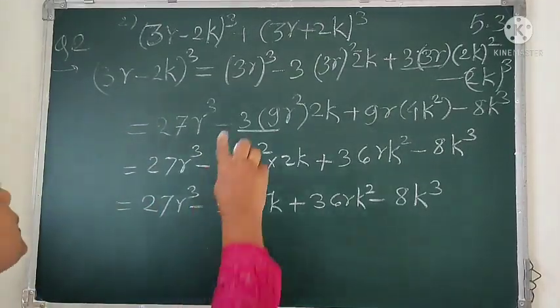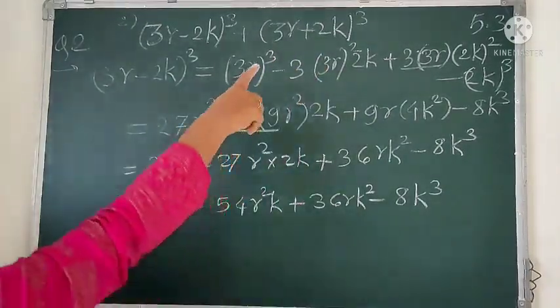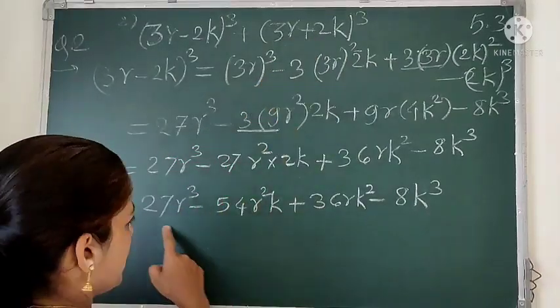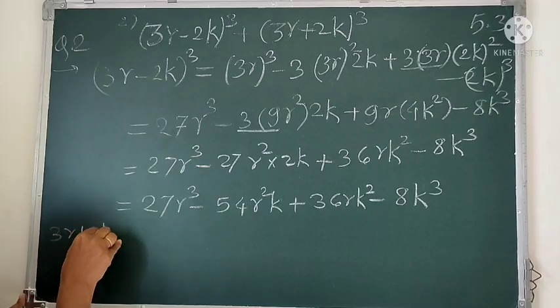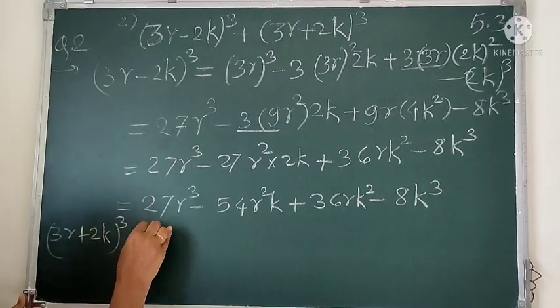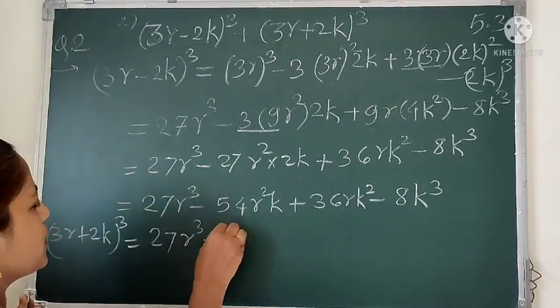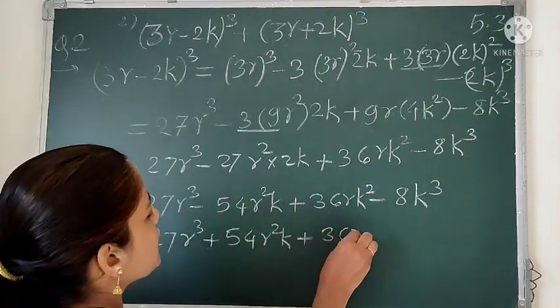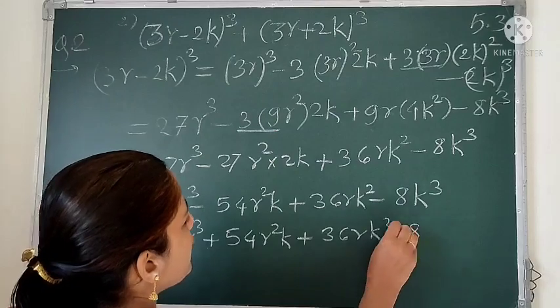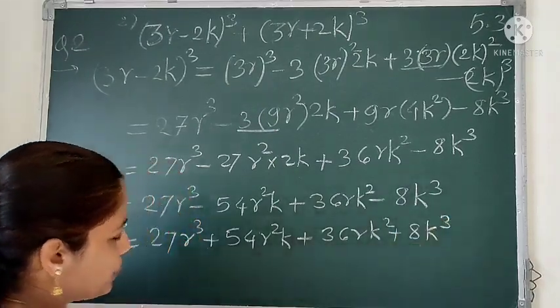Then what is the expansion of this term? All the terms will come positive, the terms will be the same. (3r + 2k) cube: 27r cube, 54r square k, 36rk square and 8k cube.